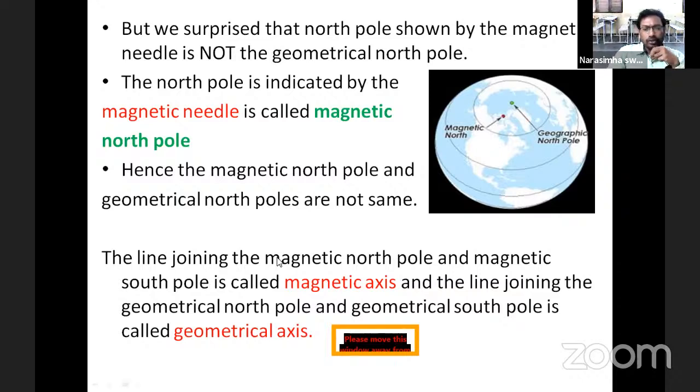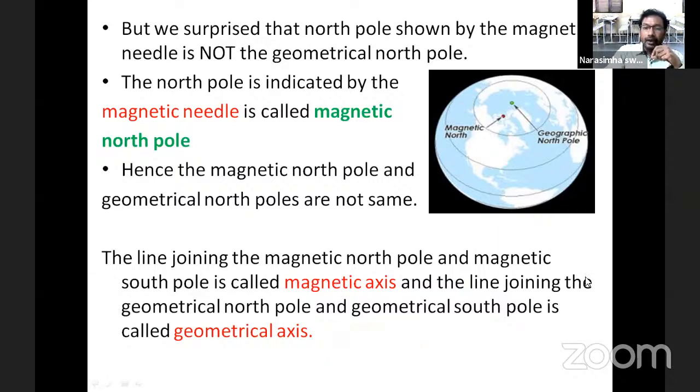Now, observe this term. The line joining the magnetic north pole and the magnetic south pole is called the magnetic axis. Here the magnetic north pole is there. Similarly, on the other side of the earth, there will definitely be a magnetic south pole. So a line drawn through the earth from the top of the globe to the bottom, passing through the magnetic north pole to the magnetic south pole, is called the magnetic axis.